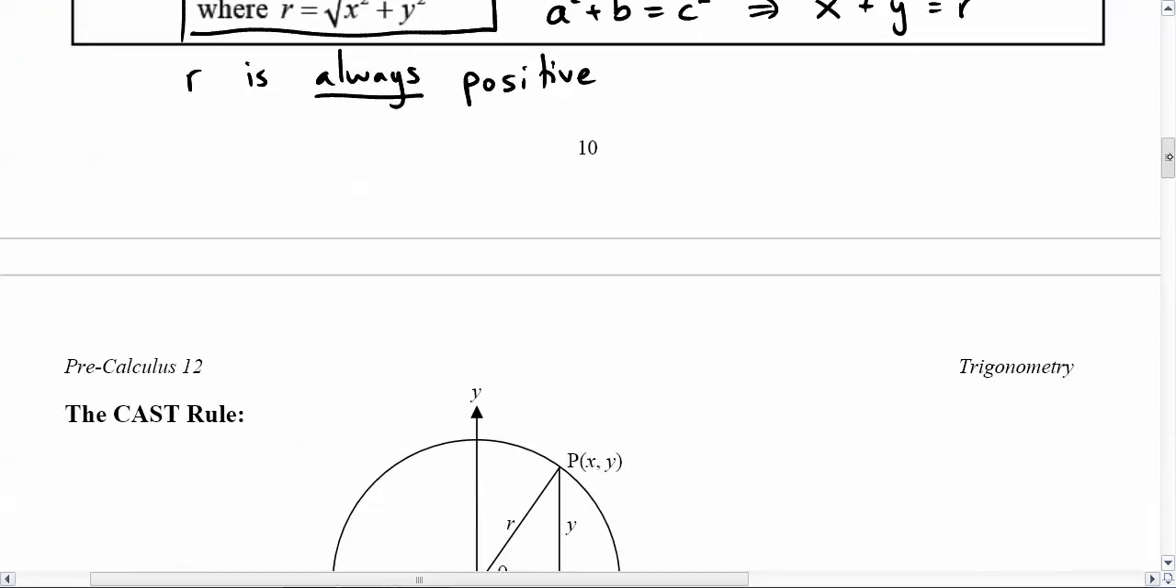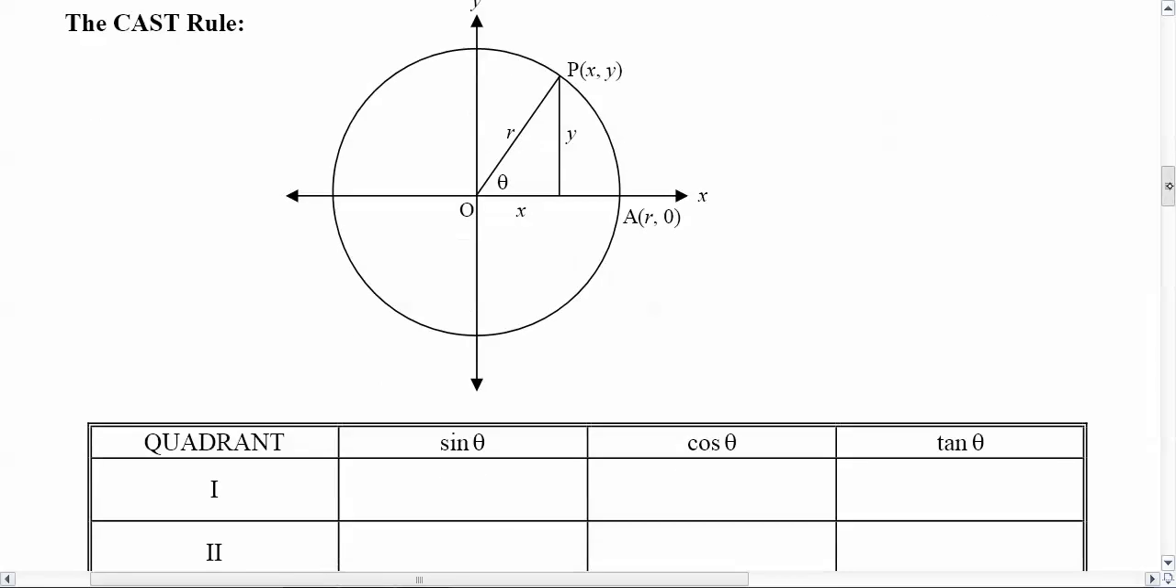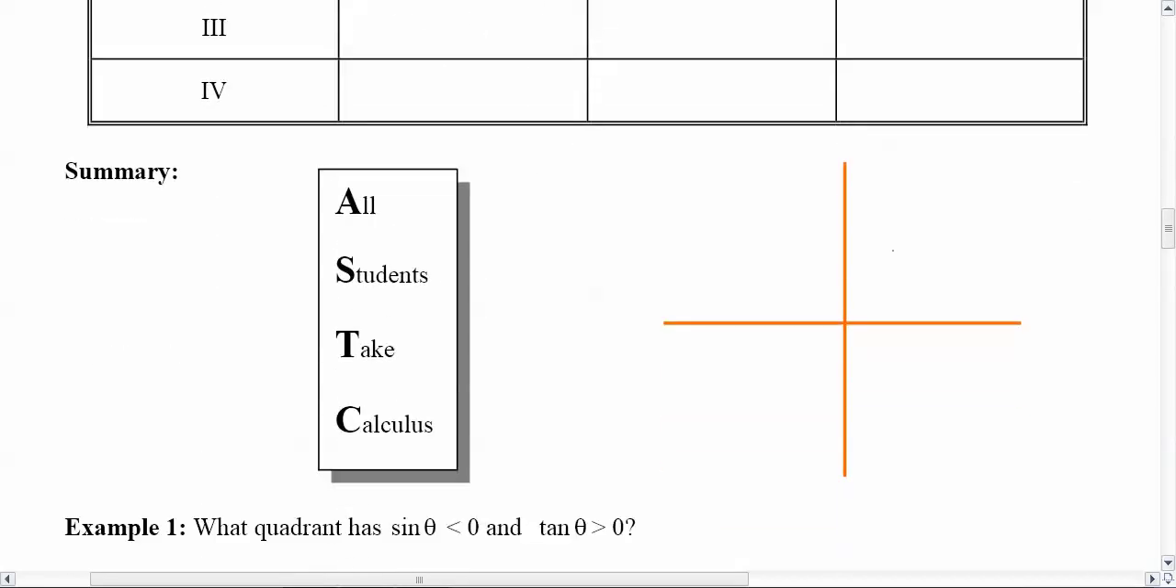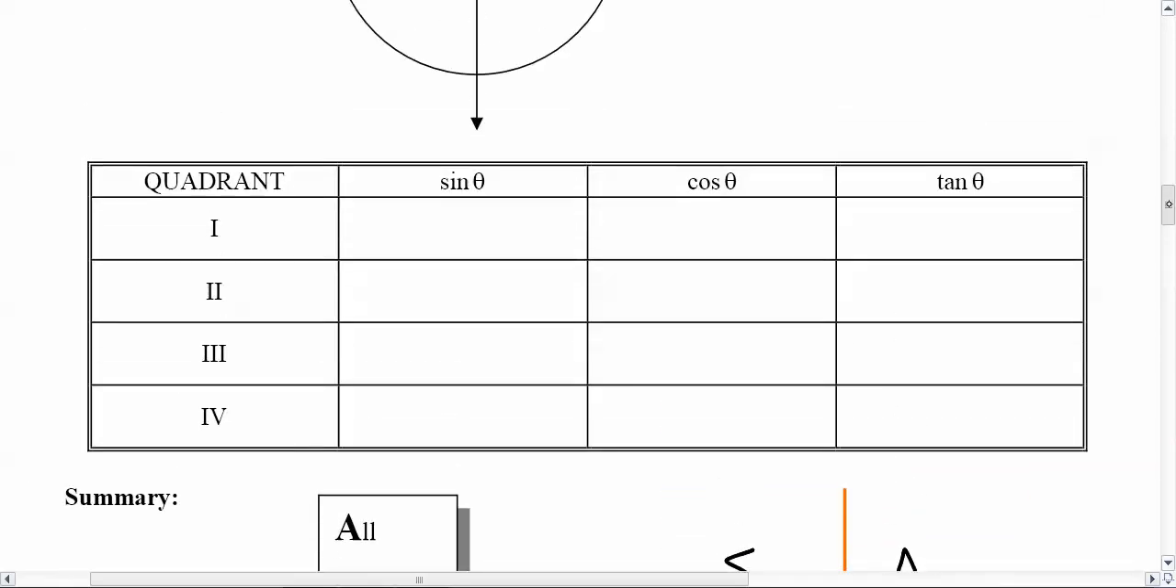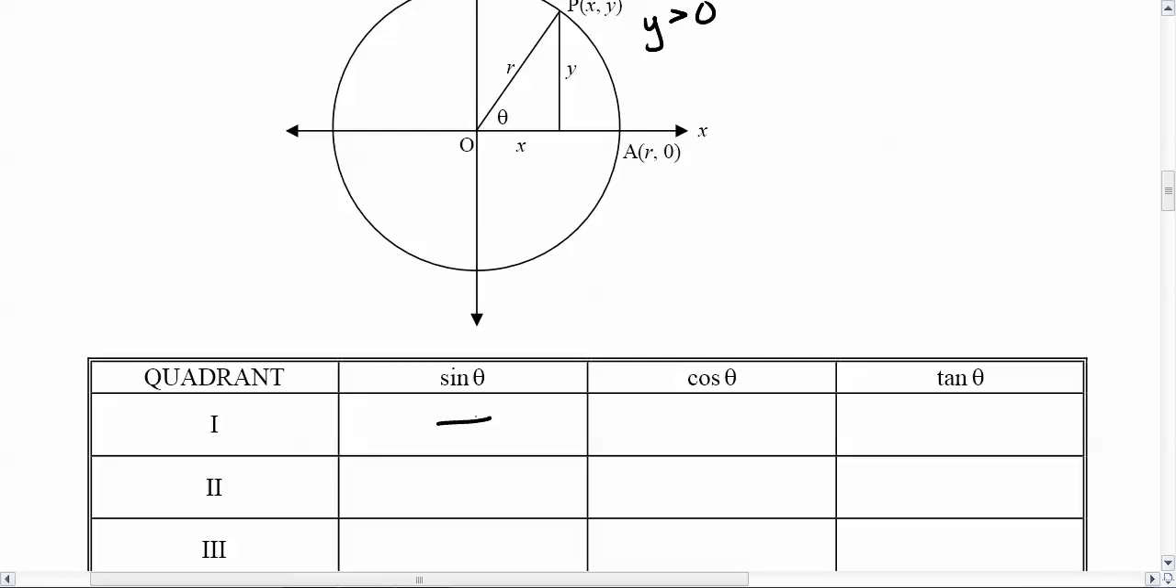Okay, page 2. Again, a little review from last year. The CAST rule, or all students take calculus. All students take calculus. Or if you start in quadrant 4 and go around counterclockwise, you have CAST. Now in quadrant number 1, x is positive and y is positive. So what that means is that x over y is going to be positive, y over r, everything's going to be positive. So sine will be positive, tan will be positive, and cosine will be positive.